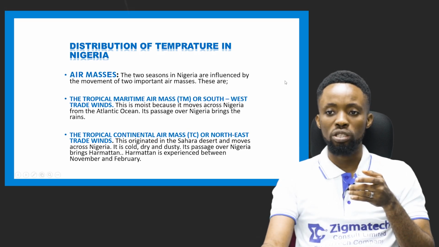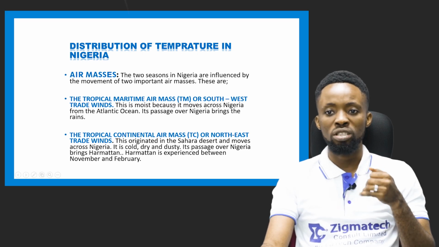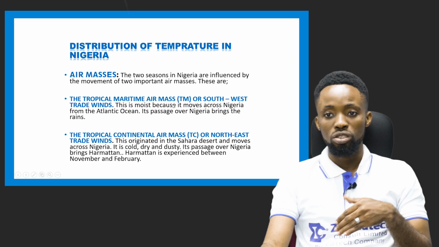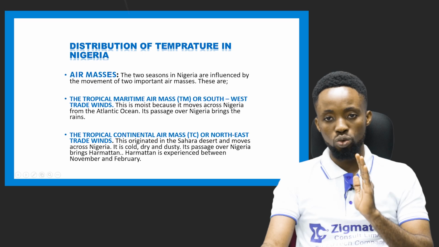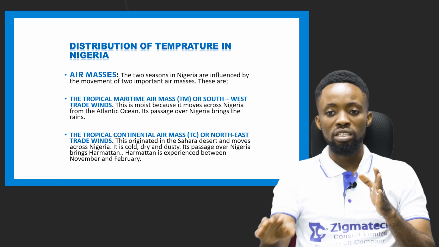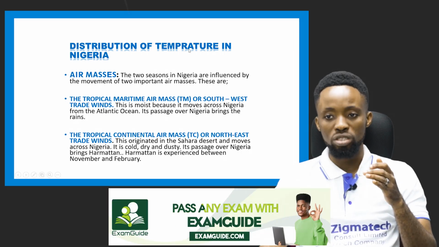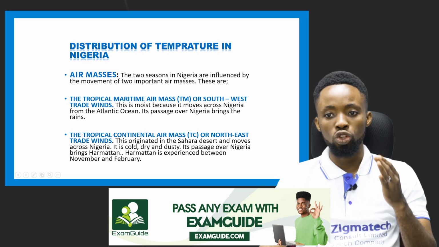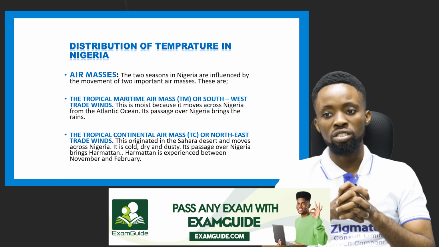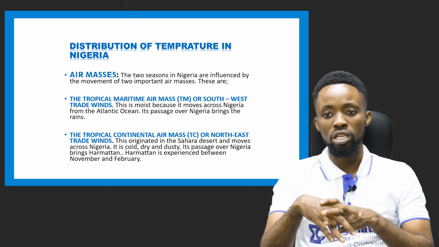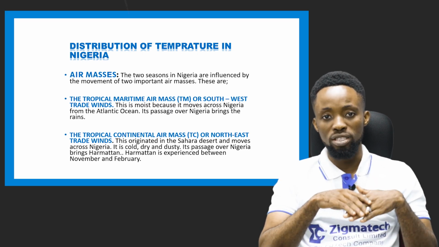Now, the first one is called the tropical maritime air mass, or the southwest trade wind. Then the second air mass we have in Nigeria is called the tropical continental air mass, or the northeast trade wind. Now, let's look at the first one, which is the tropical maritime, or the southwest trade wind.